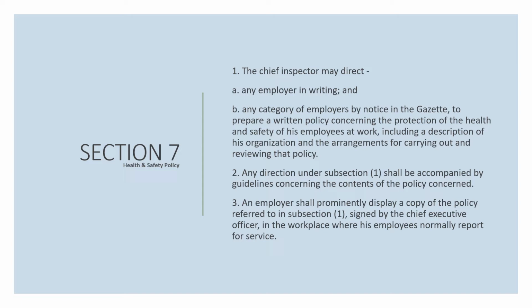The Chief Inspector may direct any employer in writing and any category of employers by notice of the Gazette to prepare a written policy concerning the protection of the health and safety of his employees at work, including a description of his organization and the arrangements for carrying out and renewing that policy. Any direction under subsection 1 shall be accompanied by guidelines concerning the contents of the policy concerned. An employer shall prominently display a copy of the policy referred to in subsection 1, signed by the Chief Executive Officer in the workplace where his employees normally report for service.